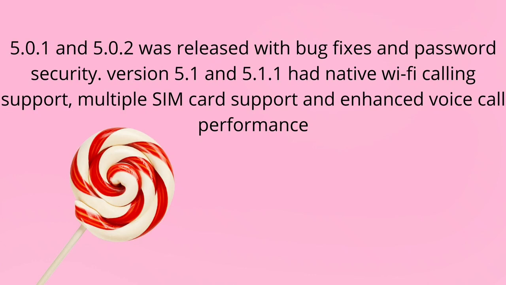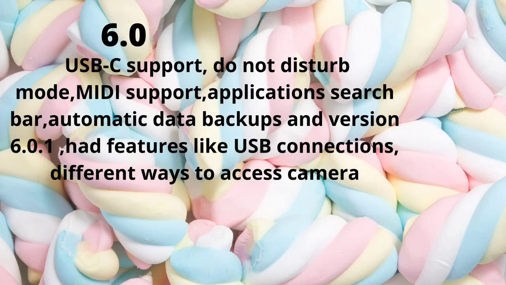In October 2015, Android 6.0 Marshmallow was released. This had features like USB-C support, Do Not Disturb mode, MIDI support, an application search bar, automatic data backups, and version 6.0.1 had features like USB connections and different ways to access the camera.